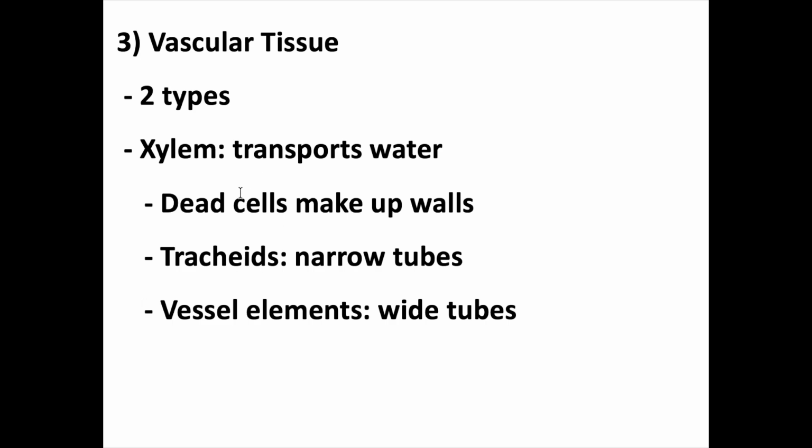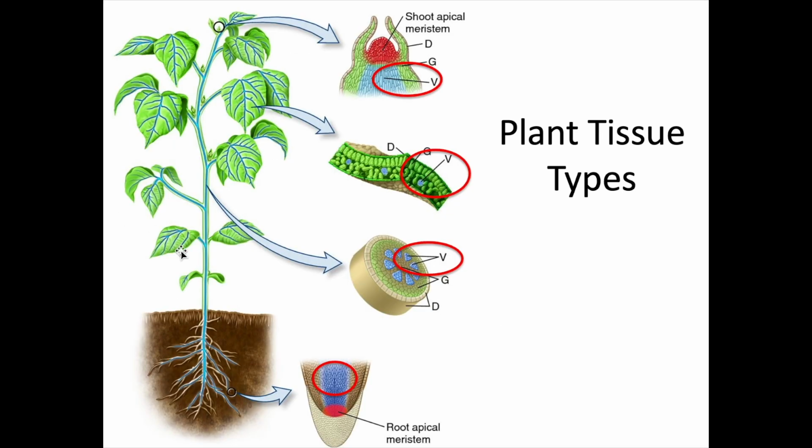The walls of this xylem are made up of dead cells. Tracheids are narrow tubes, vessels or vessel elements are the wide tubes. But yeah, this is going to transport water from the roots, where the water is, up to the parts of the plant that need the water.